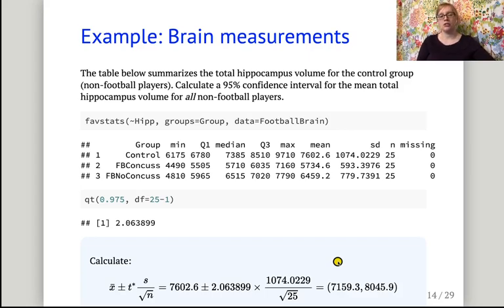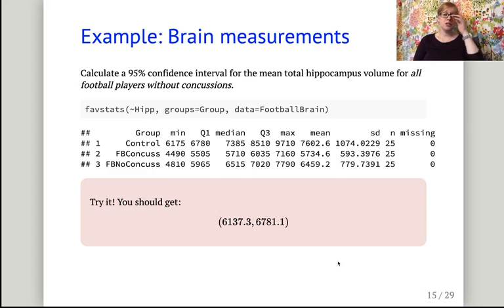Let's do 2 more, and I'll leave the details for those of you at home to try. If you'd like to calculate the volume for all football players without concussions, the result you should get is right here. The confidence interval for all football players with concussions, you should get this result. Notice these confidence intervals are significantly lower. So it looks like football players with a history of concussion do have lower brain volume.